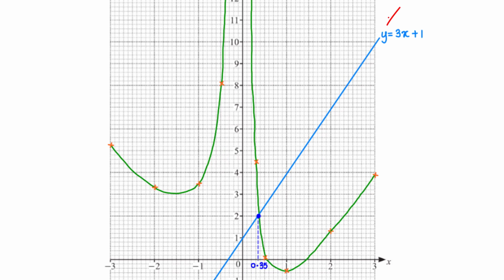So on the grid, we've drawn the line y equals 3x plus 1. From here, we need to note the point where the line cuts the graph. The x value for this point is 0.35.